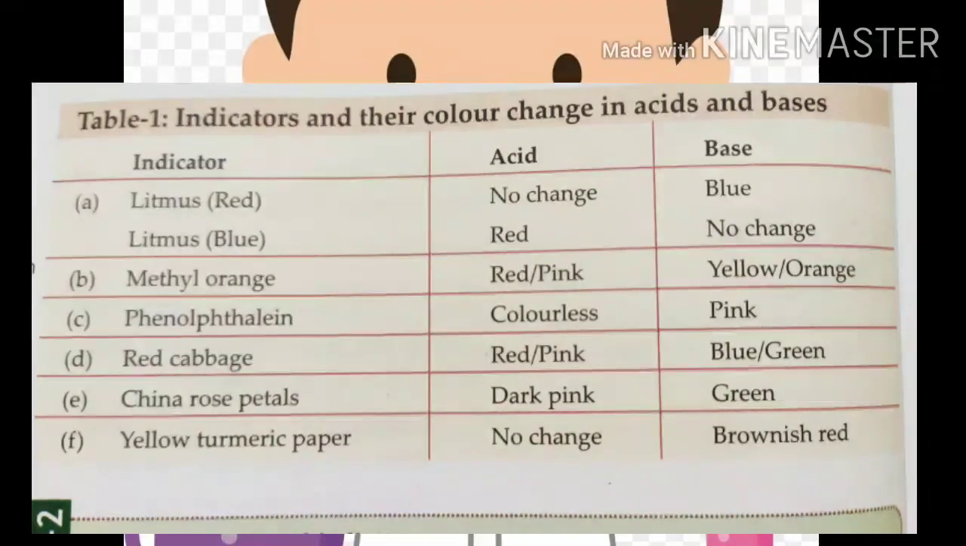This table given in page number 46 in your textbook is telling you the names of indicators and their reactions and color changes with acids and bases. Learn this table very nicely, students.